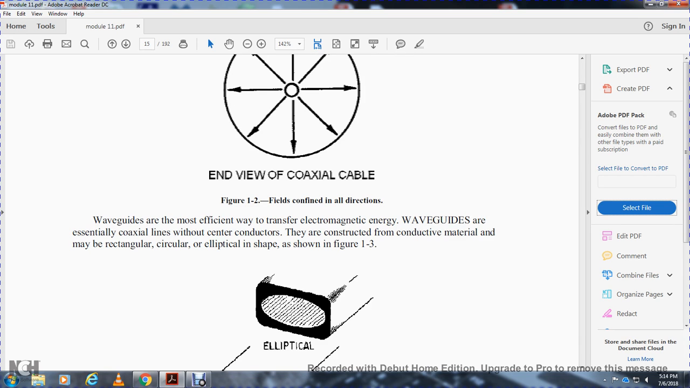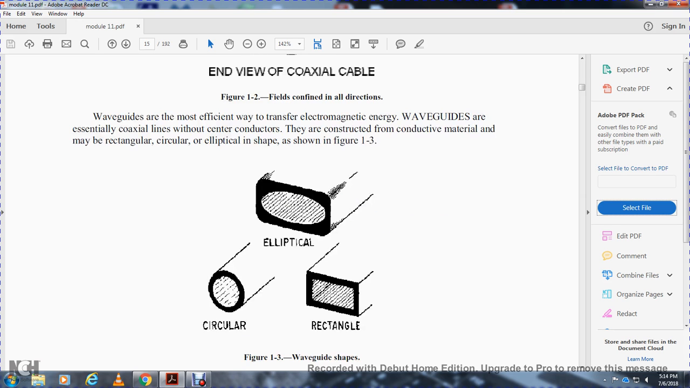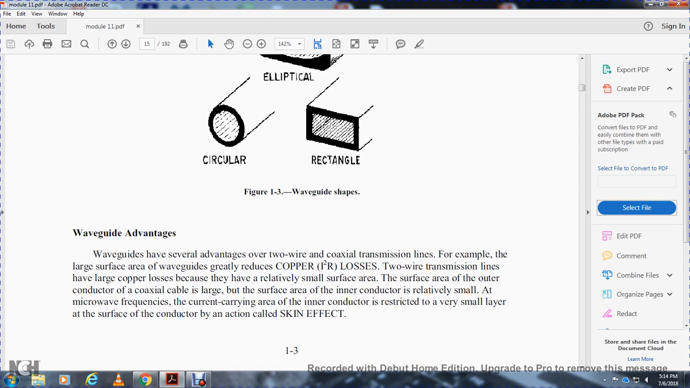Waveguides are essentially coaxial lines without concentric conductors. They are constructed from a conductive material with a rectangular, circular, or elliptical shape, as shown in Figure 1-3. Circular, elliptical, and rectangular.